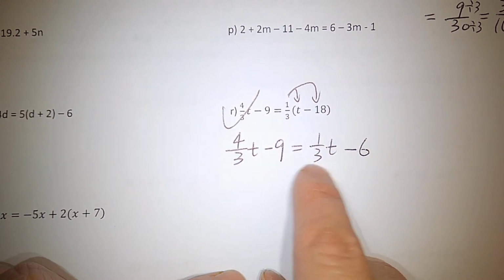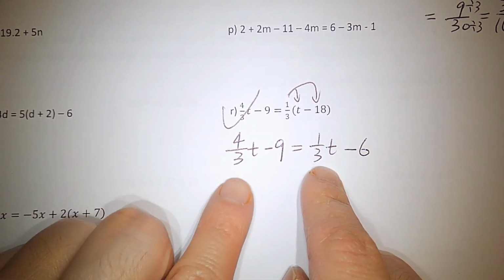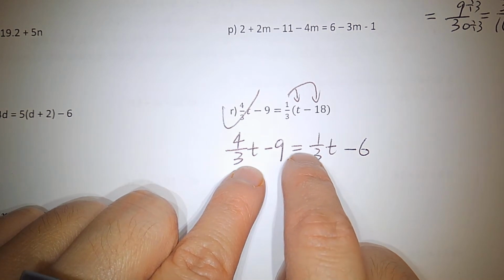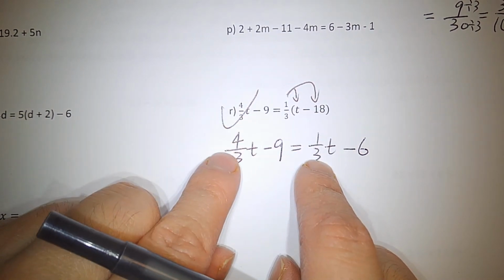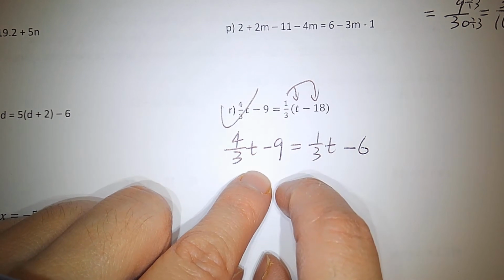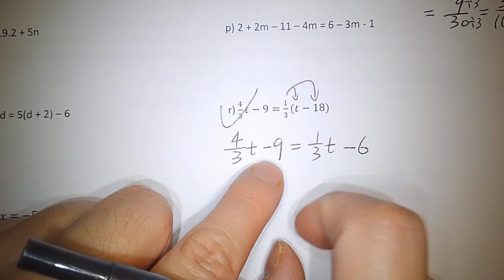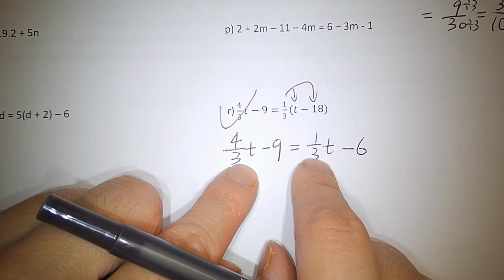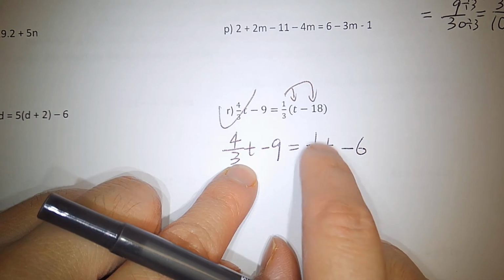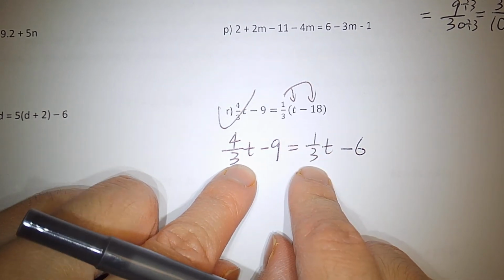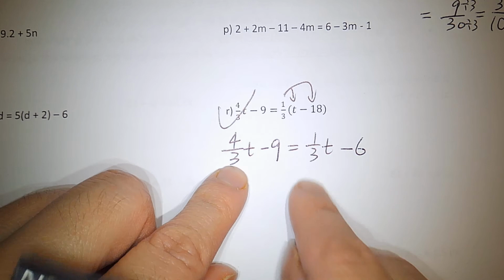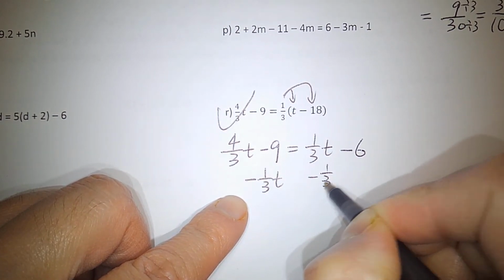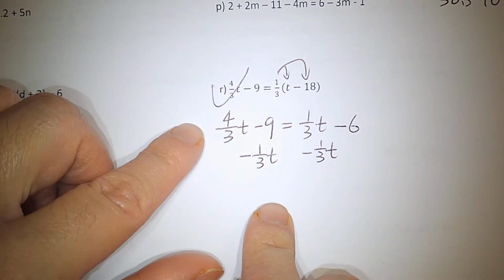So both sides have a variable. How can we isolate t? We need to make sure that only one side of the equation has a variable, right? So we must either get rid of the 1/3 t or the 4/3 t. Which one do you want to get rid of? We want to get rid of the 1/3 t. Why? Because 1/3 is smaller than 4/3. So what we do is subtract 1/3 t from both sides.